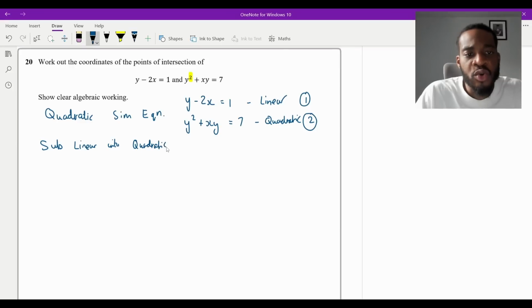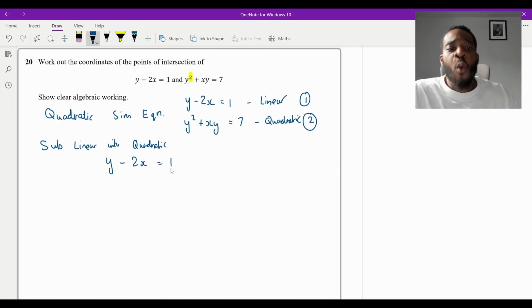Okay. Now let's analyze that linear equation. I've got y minus 2x is equal to 1. Now, neither x nor y are the subject. So what do we do from here? Well, we need to make one of them the subject so we can plug it in.